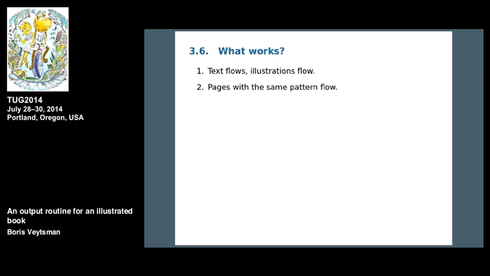Okay, what works right now? Text flows. It means that if you have really long text with a lot of boxes, everything goes from page to page, with one important thing: the pattern must be the same. What do I mean by pattern? It means that if you have, for example, a wide illustration on recto pages, and then on recto pages you have a single one, it actually breaks, because at some point you will have boxes on the boxes.